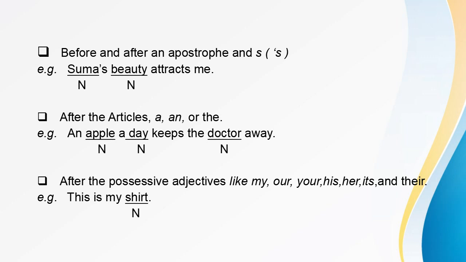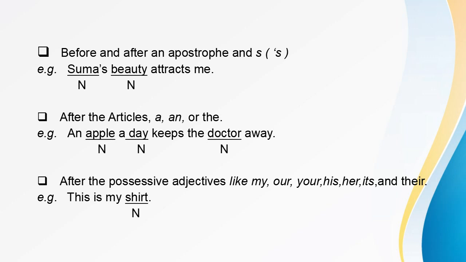Here, before and after an apostrophe and s, these two words are given. What are those two words? Suma and beauty. These two words must be nouns. There is no chance for any other part of speech to be used before and after an apostrophe and s in English except noun, my dear students. So you can easily identify that Suma is a noun and beauty is also a noun.